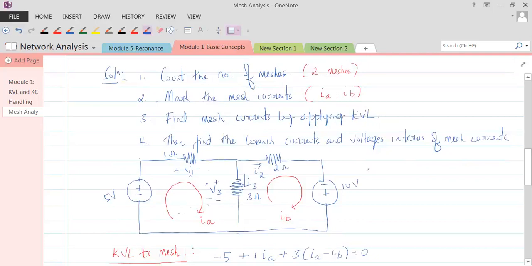Now, everybody just concentrate here. So we need to see what is I2 now in terms of mesh currents. We have already obtained the mesh currents IA and IB. So how to do that in terms of mesh current? I2 is flowing through which resistor? I2 is flowing through 2 ohms. And which mesh current is flowing through 2 ohms? That's IB. So I2 is IB actually.